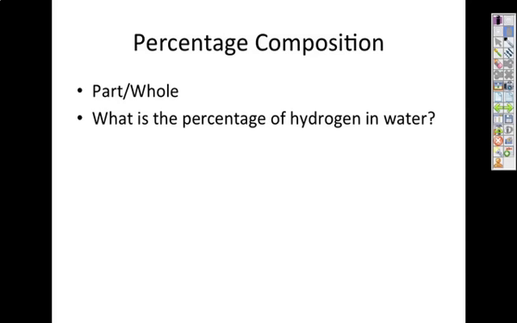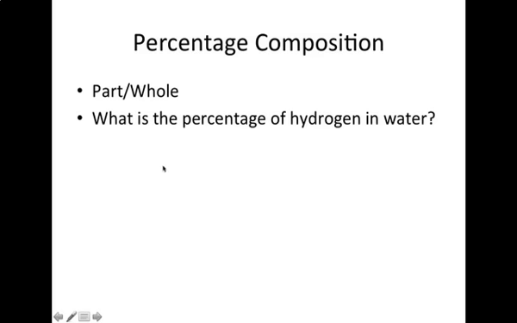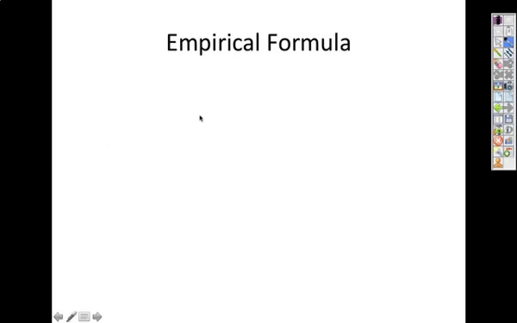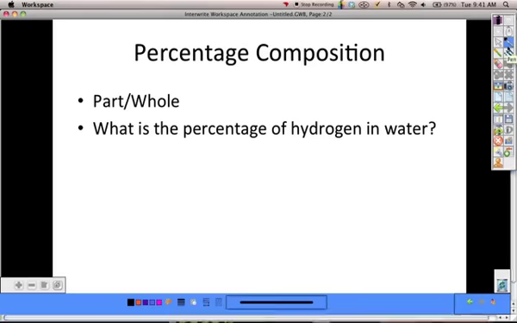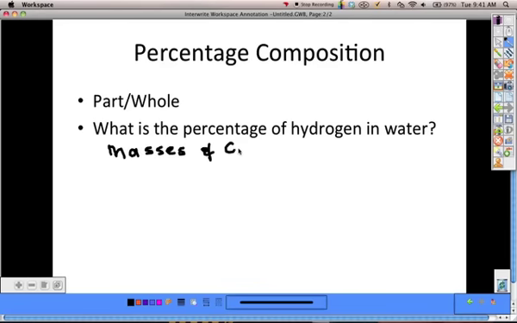We're going to determine the percentage of hydrogen in water. So what we need to do is look at the masses. We need to look at the masses in the compound. So water is also dihydrogen monoxide, so H2O. So I have 2 hydrogens and 1 oxygen.